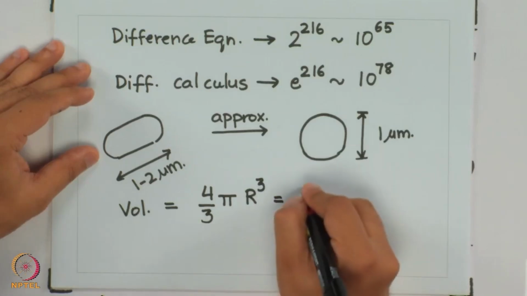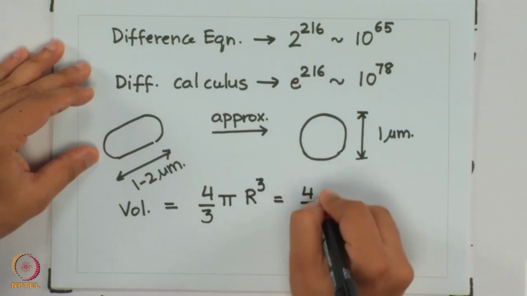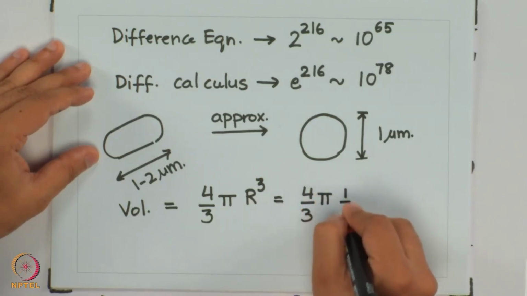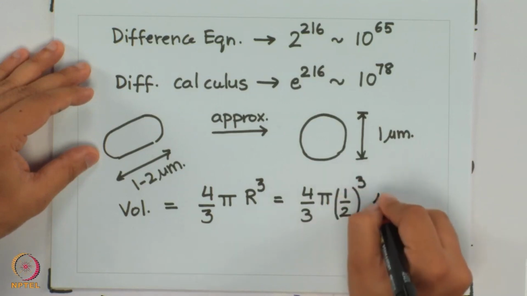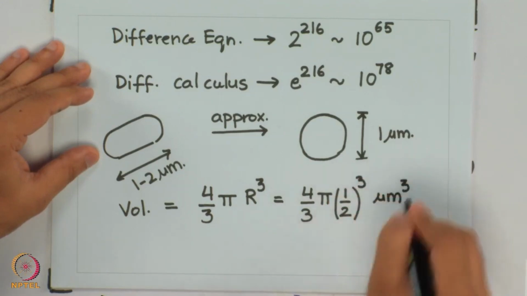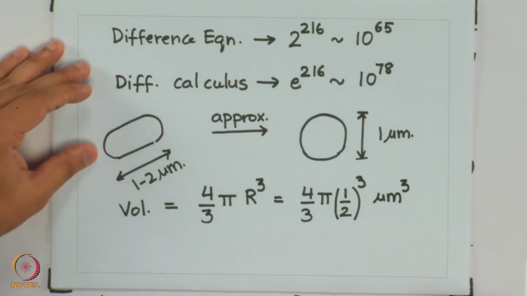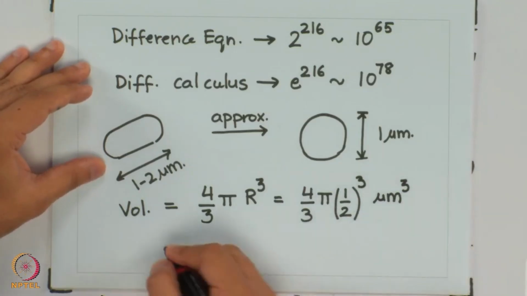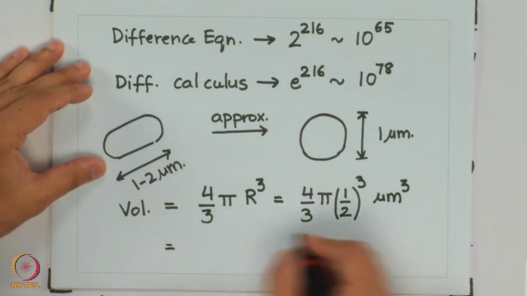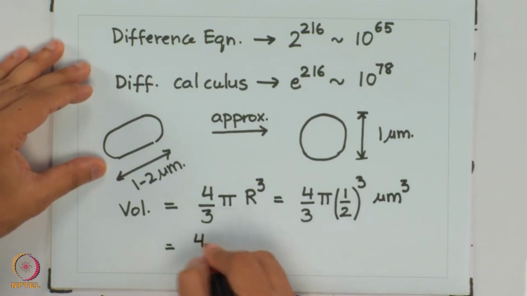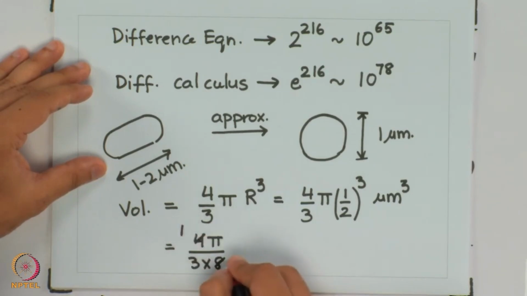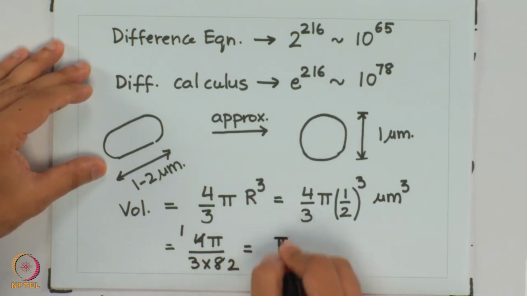We plug the numbers in and we get 4 by 3 pi times (1 by 2 micrometer) cube as the volume of an E. coli cell. We can work out the numbers, but essentially this is just equal to 4 pi by 3 into 8, which is pi by 6 micrometer cube.